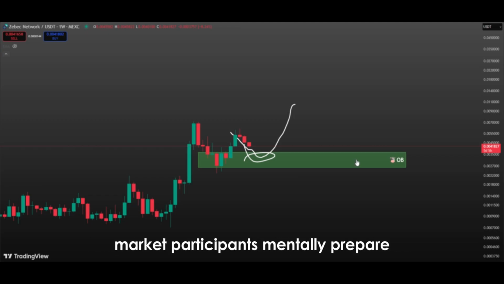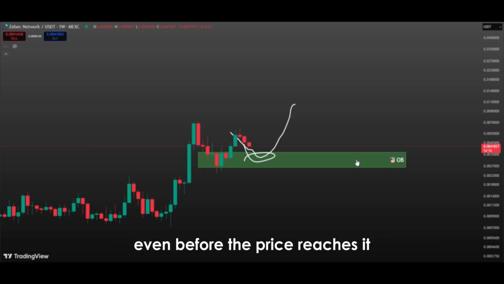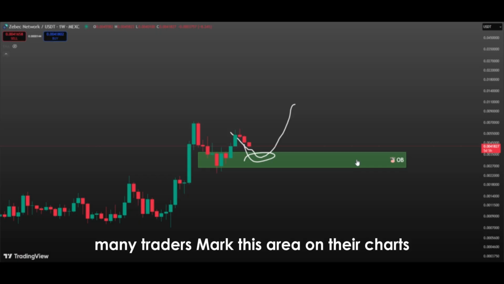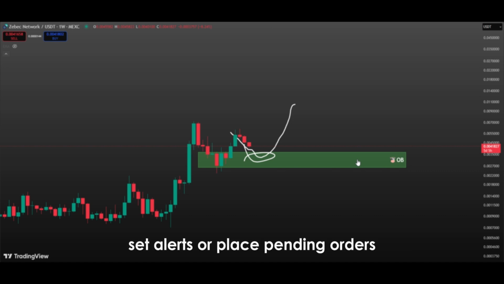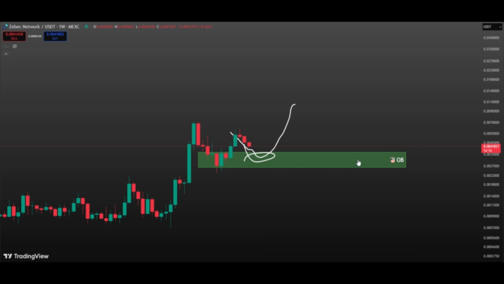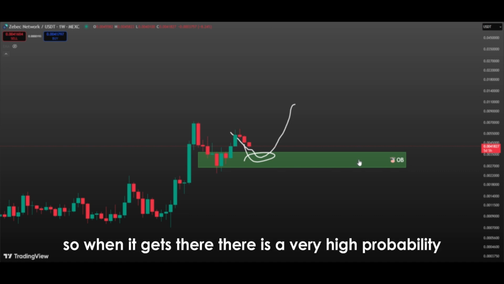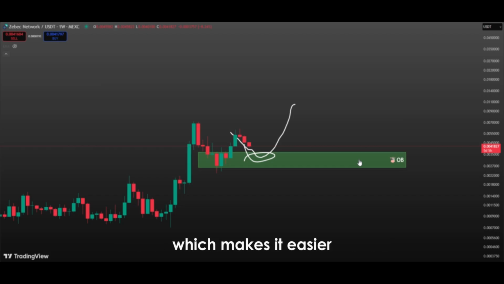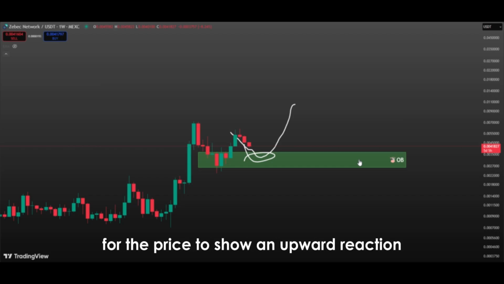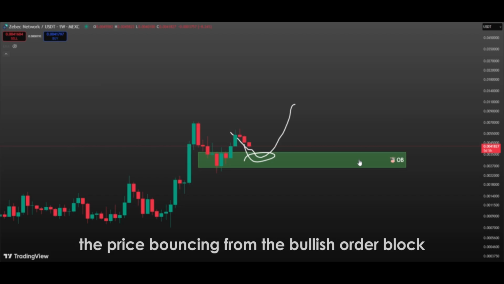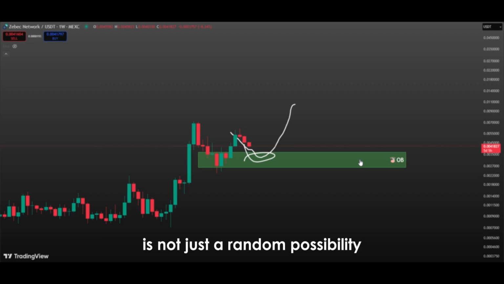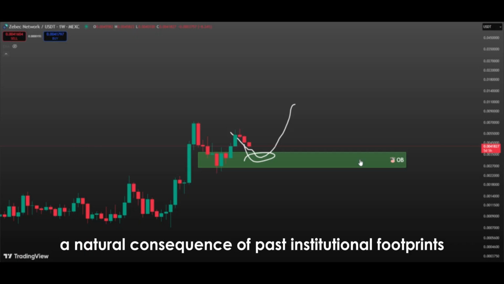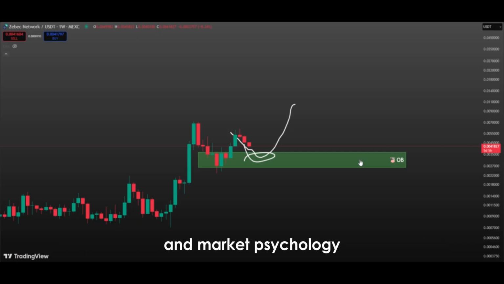In this case, market participants mentally prepare even before the price reaches it. Many traders mark this area on their charts, set alerts, or place pending orders. So when it gets there, there's a very high probability of a sudden increase in trading volume. An increase in volume means buyers are stepping in quickly, which makes it easier for the price to show an upward reaction. For this reason, the price bouncing from the bullish order block is not just a random possibility, but rather a natural consequence of past institutional footprints and market psychology.